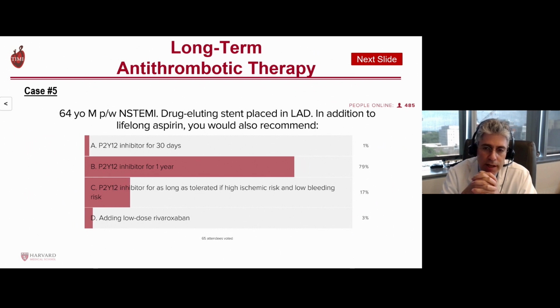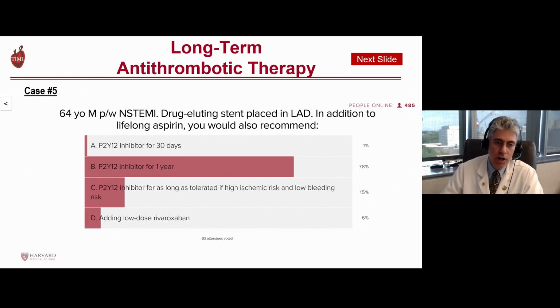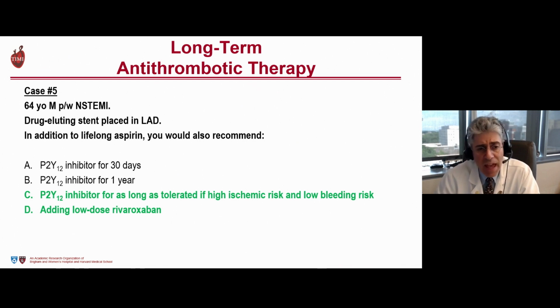All right, I would say there's a strong majority giving P2Y12 inhibitor for 1 year. About a sixth of people would also give it for longer or so, and then a smattering for other votes. Okay. And so I'd say that the data really support, in this case, either P2Y12 inhibitor for as long as tolerated, if at high ischemic risk and low bleeding risk, or adding low-dose rivaroxaban.